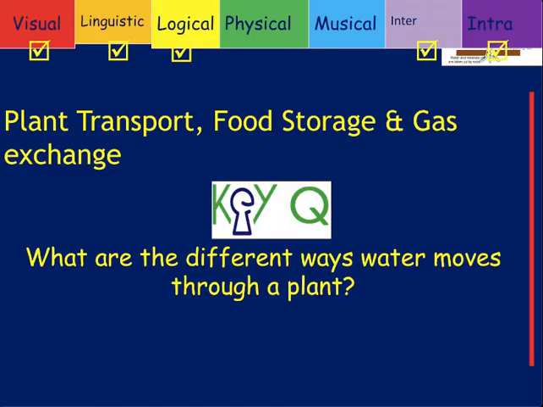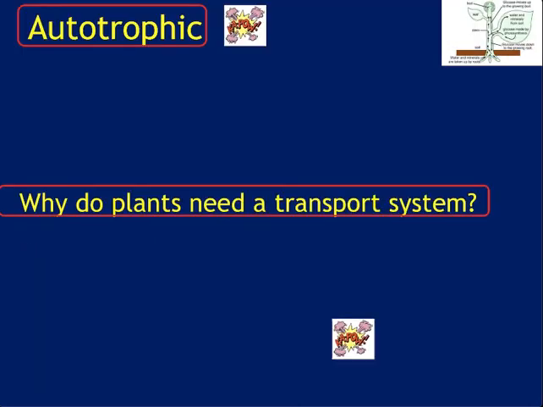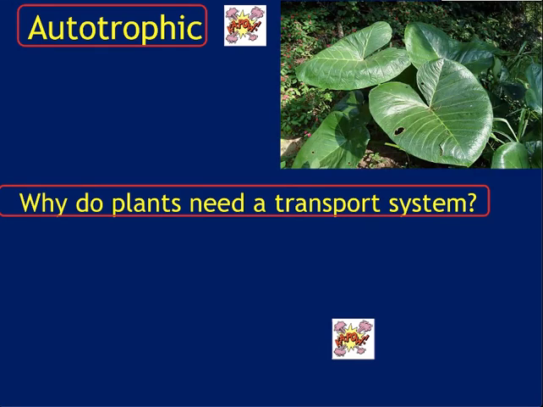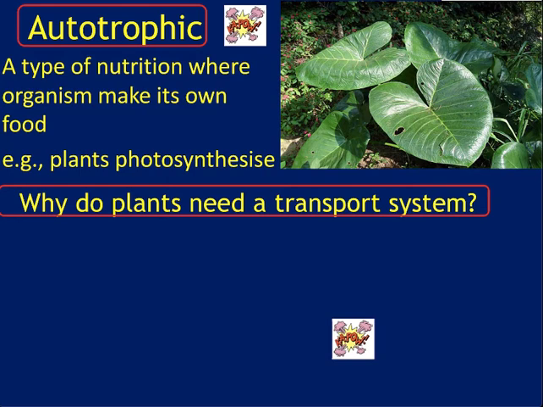So in Form 4 we talked about movement of water, and you should have the name of a process in your head, and plants don't always move water using that process, and you need to know where that process doesn't happen. So autotroph, we saw this when we did the digestive system, and you should be aware by now that plants are autotrophs, and it is a form of nutrition where an organism makes its own food.